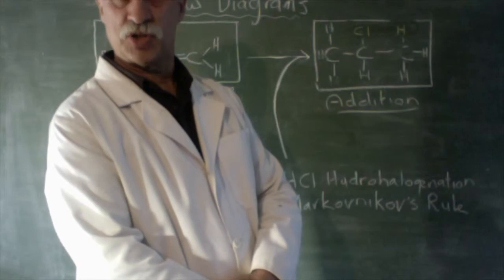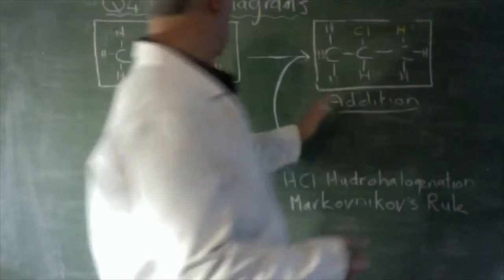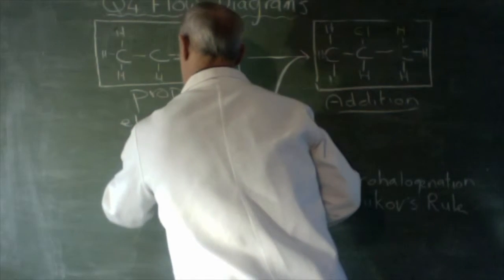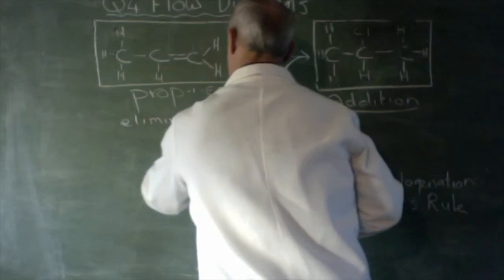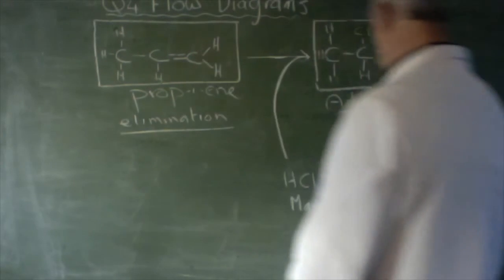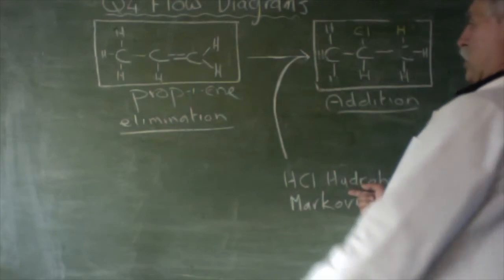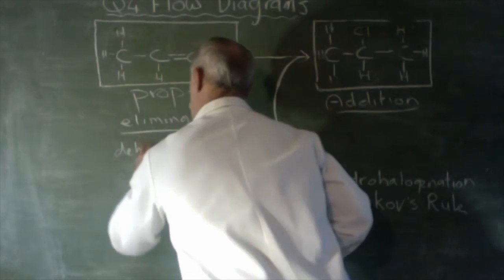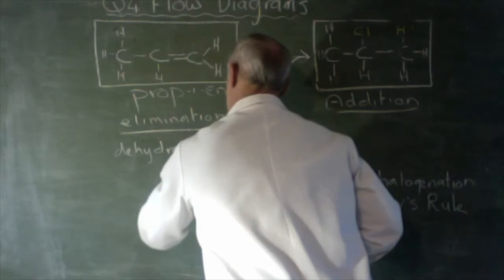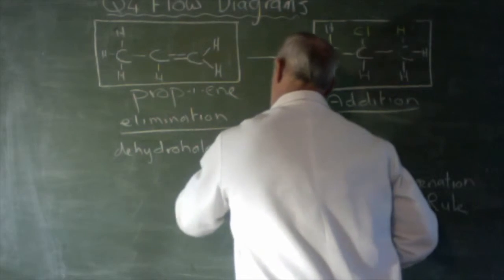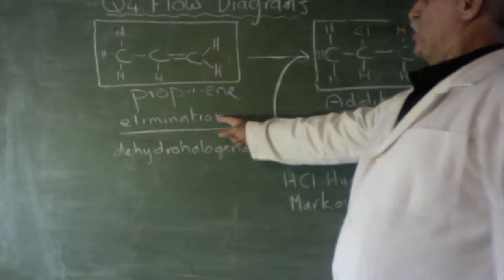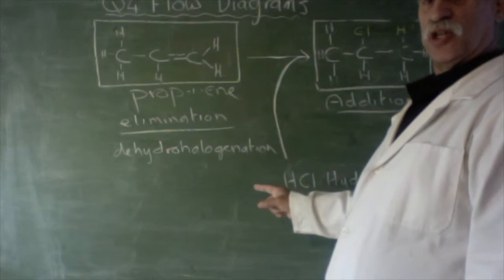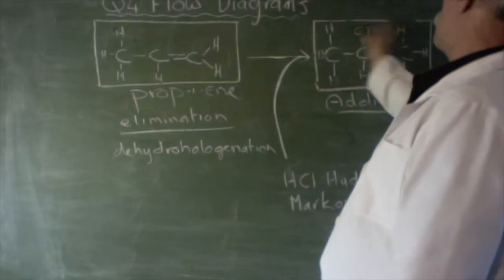Now the reverse is also true. Let's just suppose that we are doing an elimination reaction, and we are in fact doing dehydrohalogenation. We're doing elimination, dehydrohalogenation. What are the reaction conditions required to get rid of the H and Cl?